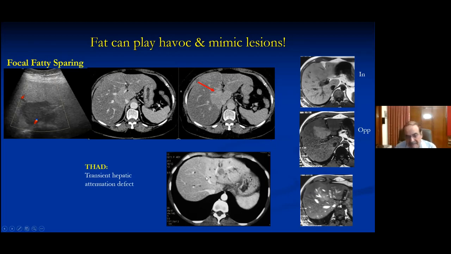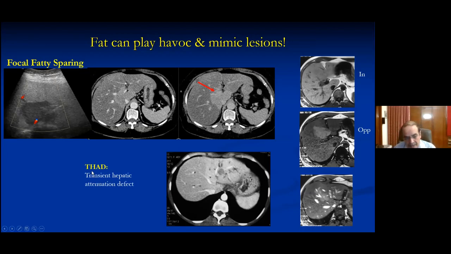Sometimes you'll see these very well-defined, sharply defined wedges of contrast enhancement in the liver. These are referred to as THADs, transient hepatic attenuation defects, or on MR, transient intensity defects. These usually occur because of occlusion of portal venous branches, where arterial supply takes over.